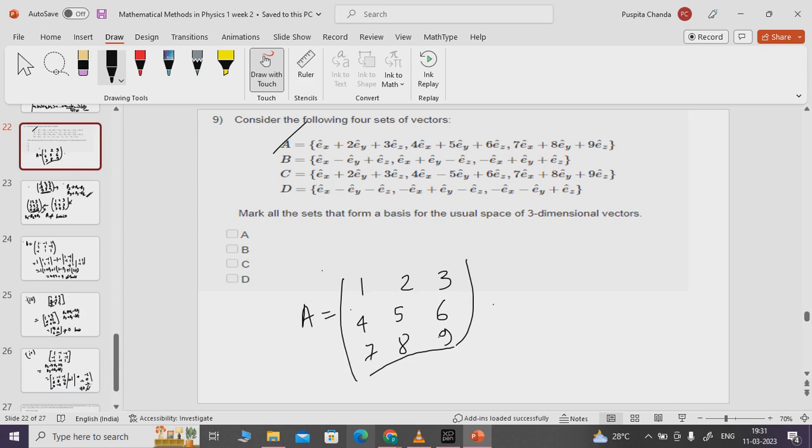Mark all the sets that are valid. So this will be B, C, D. Always remember that for the matrix 1 2 3, 4 5 6, 7 8 9, the determinant is 0, and that's why it will not form a basis if written in this orientation or in this sequence. If there is another sequence, then you should check them.